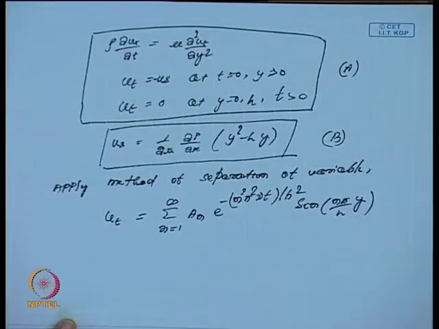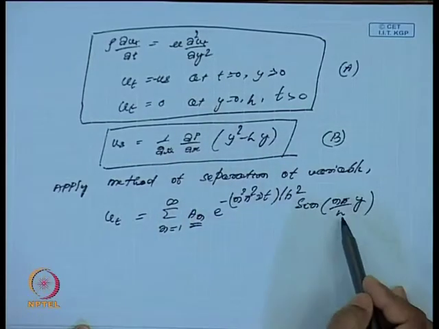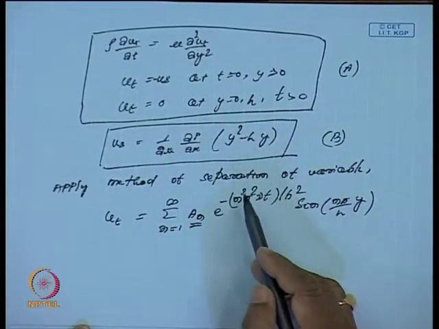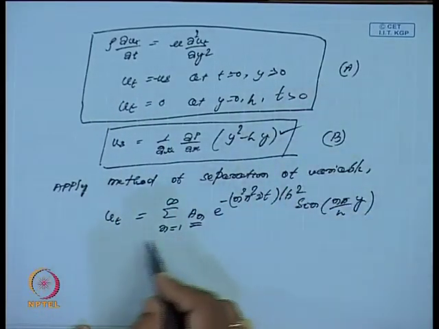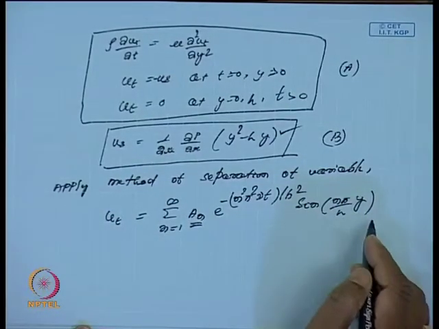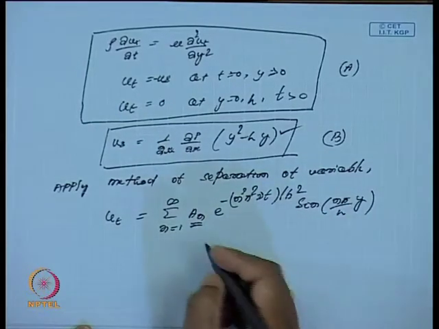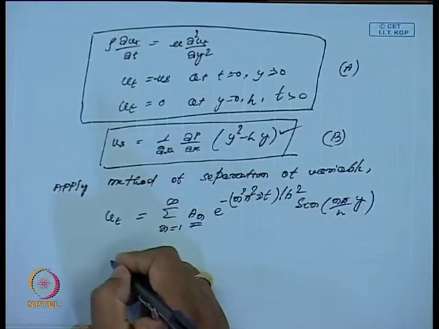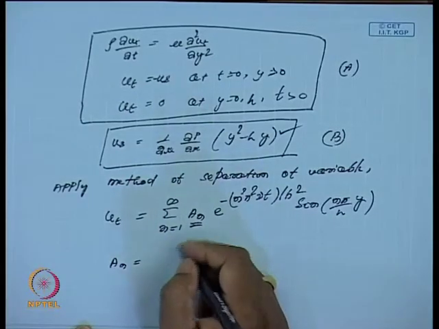This becomes my general form of solution, where a_n's are to be obtained. You can see that this u_t satisfies both the boundary conditions, becoming 0 at y equal to 0 and at y equal to h. But u_t is minus u_s using this initial condition, where u_s is given by this. I can obtain a_n because these functions sin n pi by h y are orthogonal functions. So, that will give me my a_n.